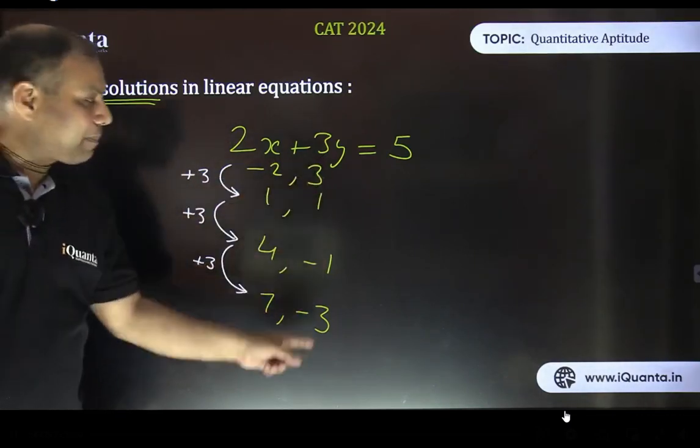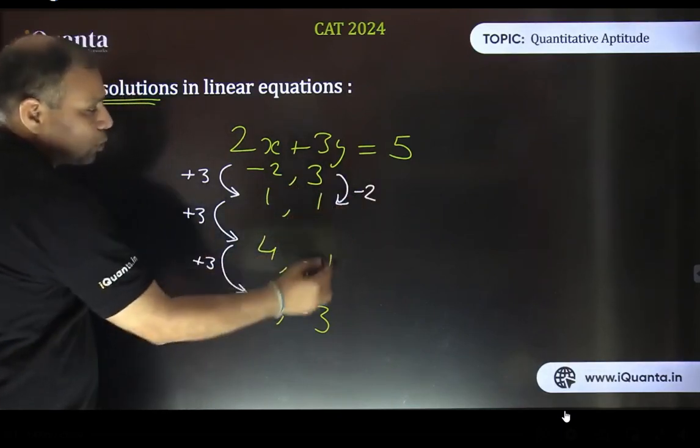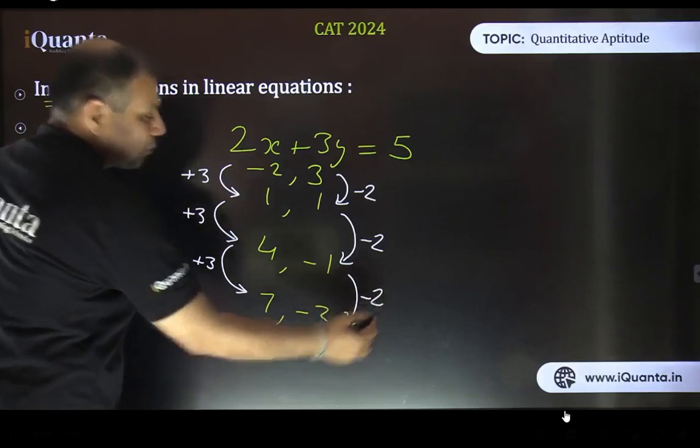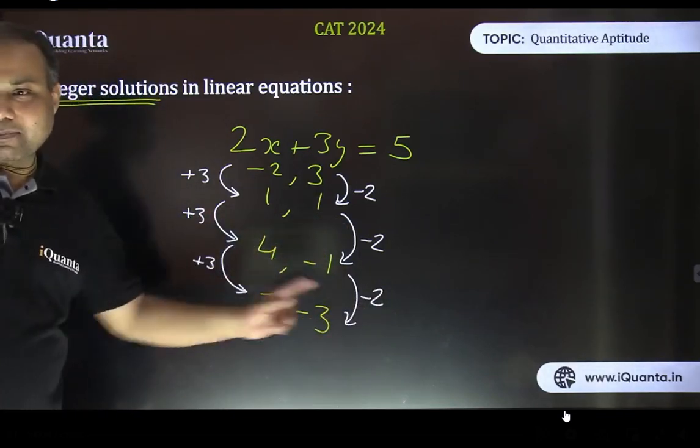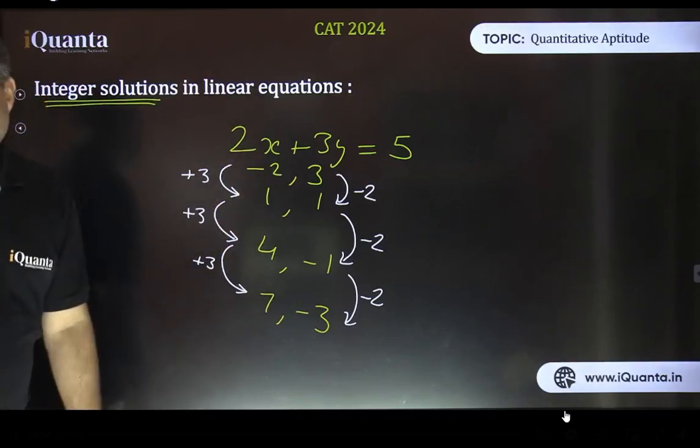Simultaneously, let's check what is happening in the values of y. From 3 to 1, it is decreased by 2. From 1 to minus 1, again a decrease of 2. And minus 1 to minus 3 is again a decrease of 2. And that is indicating some pattern here, right? If I move further, downwards or upwards, everywhere I'm going to get the values, right?